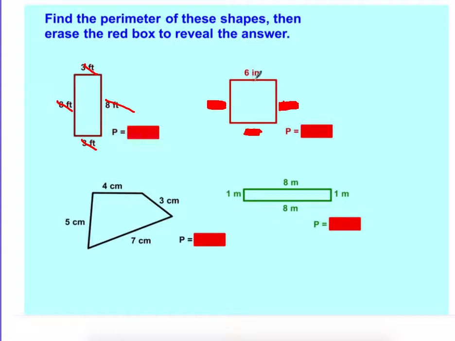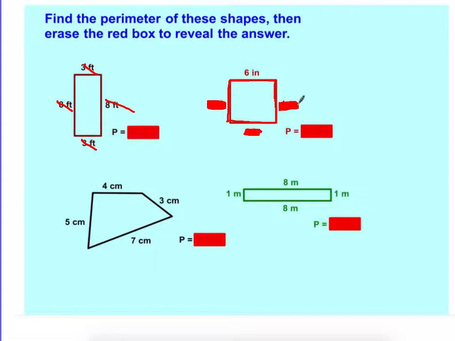So we know if they give us this one measurement of 6 inches, that the rest of these are going to be 6 inches. And in order to get the perimeter, which is all the way around the shape, we're going to do 6 plus 6 plus 6 plus 6. Or, and I hate to say this, but this is a possibility, if you wanted to do 6 times 4.